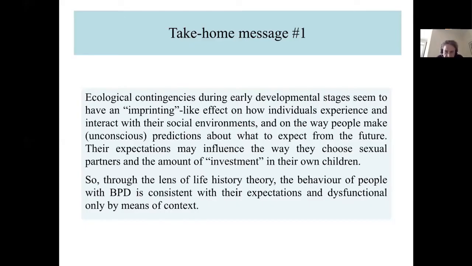Very briefly summarized, I think what the previous speakers and I have tried to show is that early ecological contingencies can have an imprinting-like effect on how individuals experience and interact with social environments as adults, and that, based on their early experiences, they make unconscious predictions about what to expect from the future. Through the lens of life history theory, I would suggest that the behavior of people with BPD is consistent with their expectations, but perhaps only dysfunctional by means of context, because context may suggest that they live in a safe environment where their perception is that they don't.